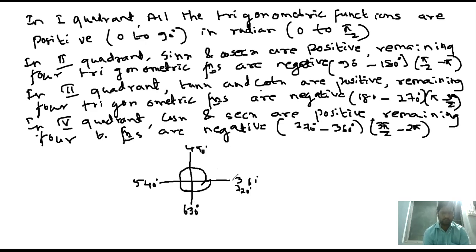So remember, the angles start from this line to this line. These angles are in the first quadrant; the angles from the positive y-axis to the negative x-axis lie in the second quadrant; from the negative x-axis to the negative y-axis, the third quadrant; and from the negative y-axis to the positive x-axis, the fourth quadrant. So this is about the coordinate system of the trigonometric functions.